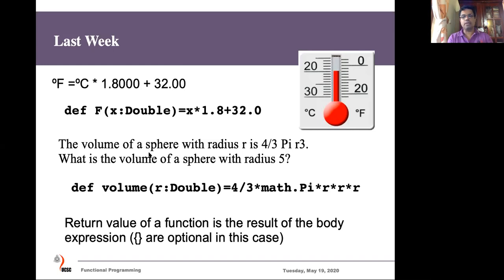Similarly, in order to calculate the volume, we can define a function called volume, something like this. The input is one parameter, the radius r, whose type is double. Obviously, the return type becomes double, so we can put that or we can omit it. That's fine. We put an equal sign and then write our expression. Whenever we call this f function, with centigrade x, or the volume function with radius r, it returns the corresponding answer.